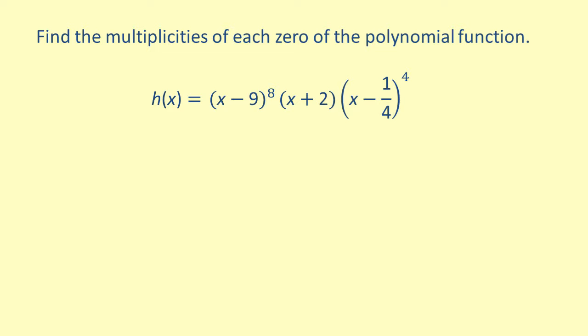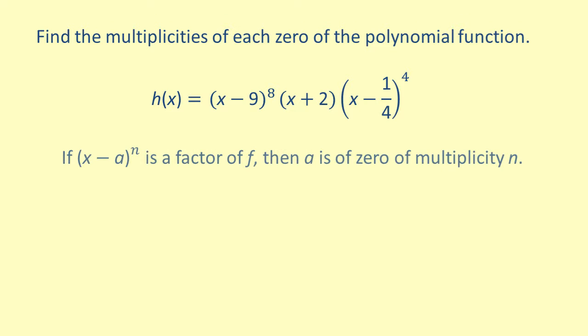To help us solve this problem, recall the definition of the multiplicity of a zero. If the quantity x minus a to the nth power is a factor of a polynomial function, then a is a zero of multiplicity n for that polynomial function. So, for the factor x minus 9 to the 8th power, 9 is a zero of multiplicity 8.